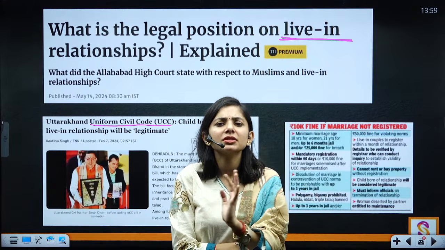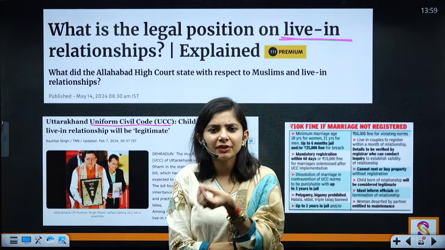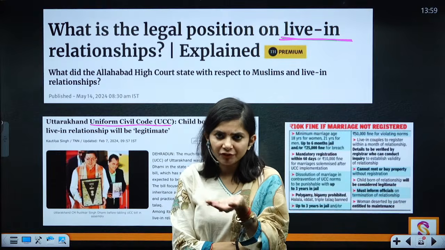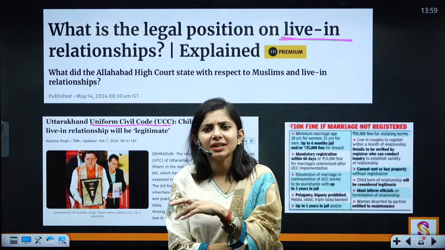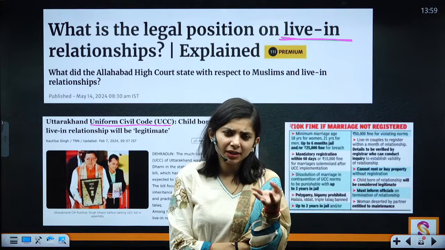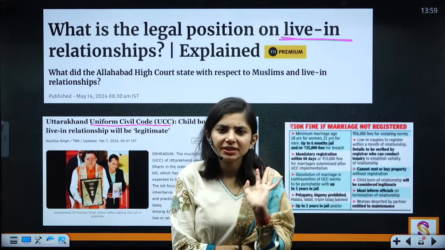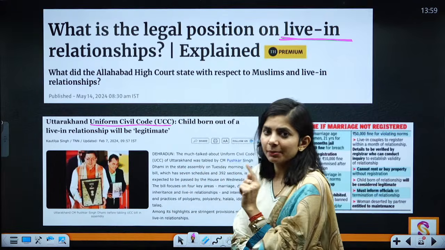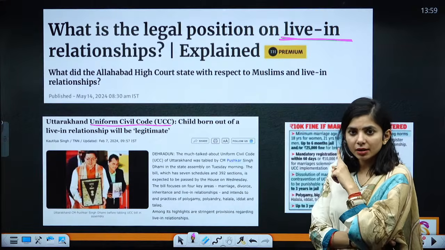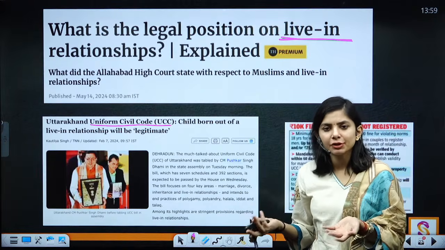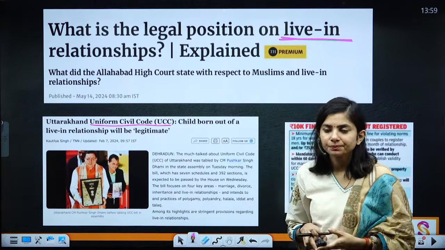That happened because of some cases where a male and female were living together in a live-in relationship, but their parents were not aware, and the male somehow killed the female. So the Uttarakhand government said that in this case, couples who are living together need to register themselves.